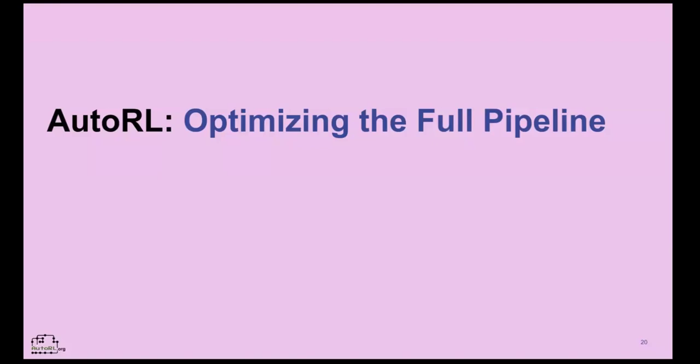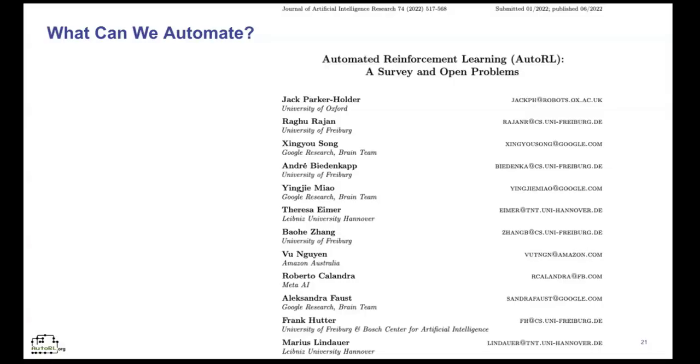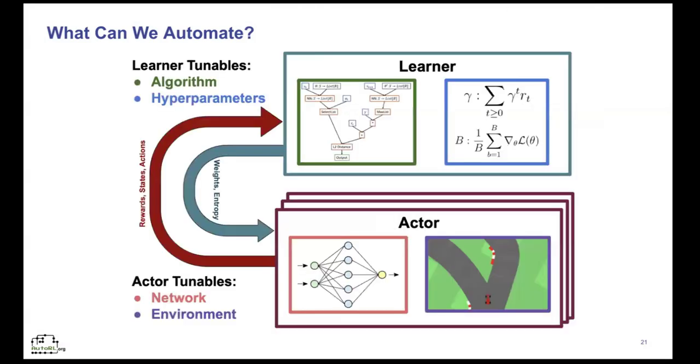So far, we have talked about choosing the algorithm and its corresponding hyperparameters, but there's more to the RL pipeline. And for that, I want to highlight the AutoRL survey again. In this survey, we had the differentiation between learner tunables, which are on the algorithm level and the hyperparameters, but also the actor tunables with the network and the environment, right? And just to mention something that has not come up yet, you could also do the meta-learning thing and learn the reinforcement learning algorithm itself, right? But we're not going to cover this in this tutorial.